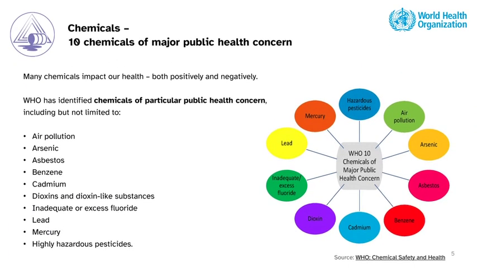We are surrounded by myriad chemicals in our day-to-day lives. Many affect our health, and the effects can be both positive and negative. WHO has identified 10 chemicals of major public health concern, which we will go through now. We have already talked about different air pollutants and their health impacts in Module 2, so we will not go into more detail here.